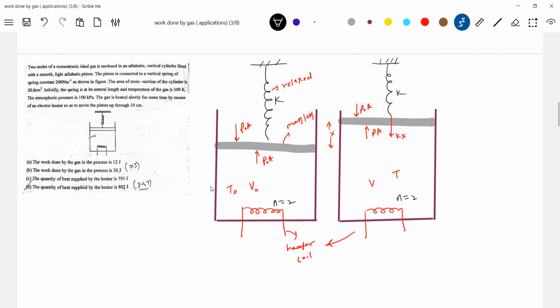Looking at this massless piston once again, let's get into this one. What is the pressure of gas? Looking at this equation, PA minus P naught A minus Kx equal to 0. P equal to P naught plus Kx by A. Fine. This is for the final state. And then what is the volume? The volume of gas should be V naught plus Ax, no? Because the piston got shifted up.